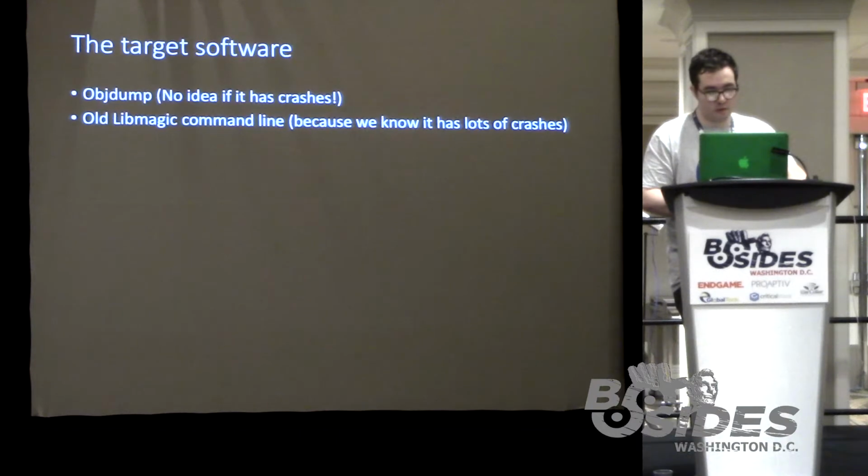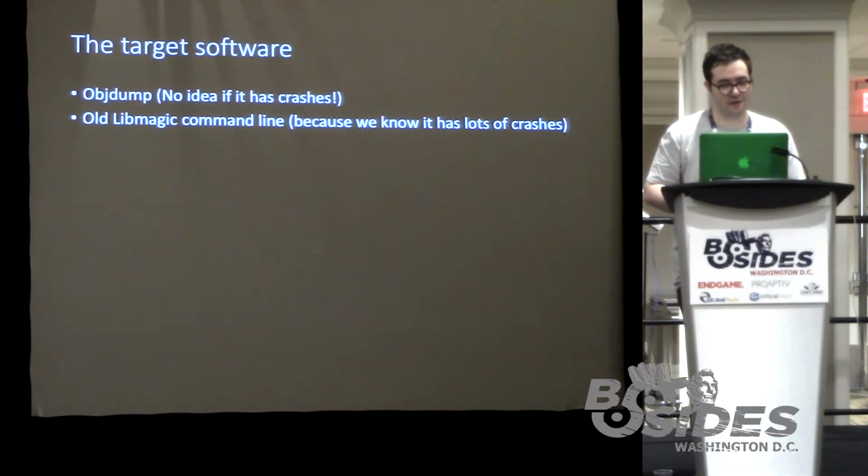And for our target software, I wish I'd written this talk after Trail of Bits did their talk on benchmarking fuzzers. Otherwise, I would have integrated some of the test suites they had there. But I used objdump and an old version of libmagic that I knew to have a lot of crashes. That's one of the typical go-to ones for AFL.